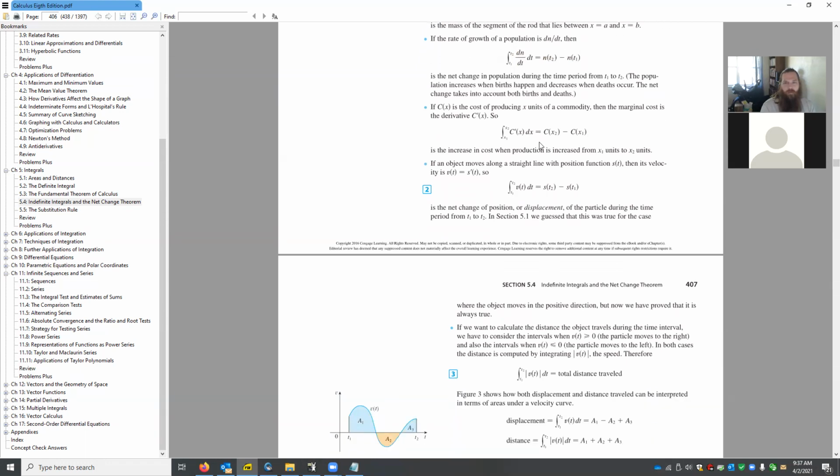The one I wanted to look at carefully here is this one from kinematics. This is the most famous, and this is the one that we've been sort of referring back to. So if S is your position and V is your velocity, then the integral of velocity from time t1 to time t2 is going to be the net change in position. And that's not always the same thing as the distance you've traveled.